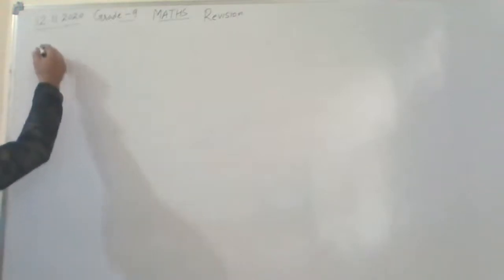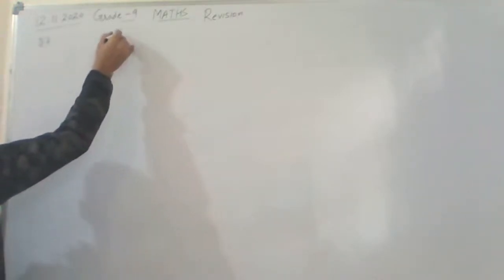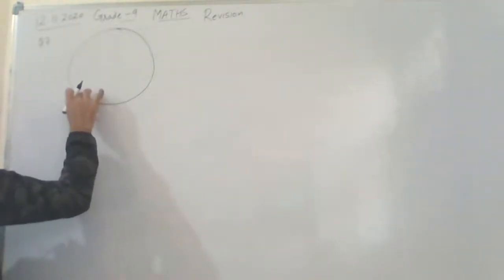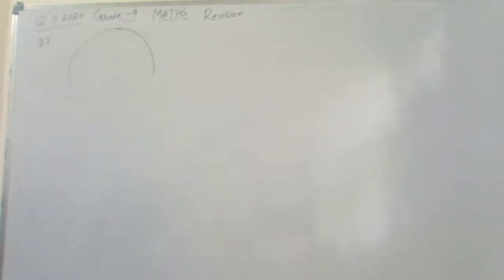Let me give you some questions from your circles also, right? One very simple question here. It is a 3 marks question. Question number 7. One circle is given, right? In this circle we can take it as a semicircle only, with diameter AB. Here what is given?